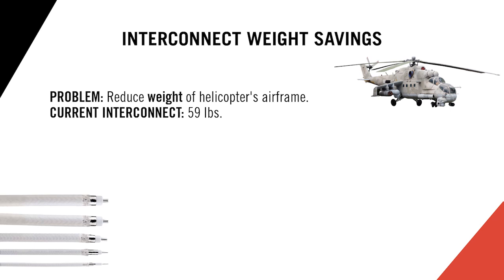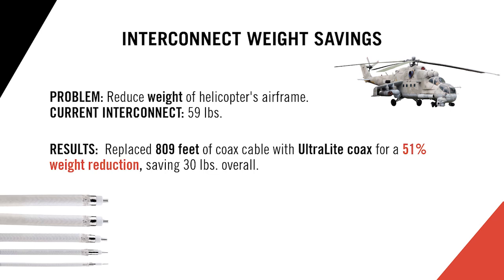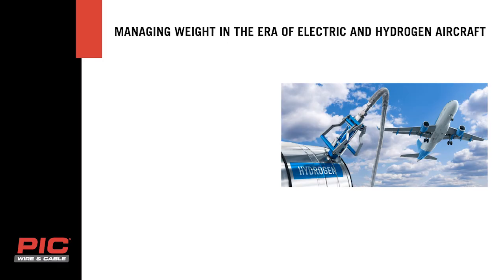Each helicopter used 809 feet of coax cable, and the goal was to reduce 59 pounds from the airframe. By installing ultralight 50 ohm RF cables, which weighed only 29 pounds, the customer achieved a 51% weight reduction, saving 30 pounds overall. With electric and hydrogen fuel options adding significant weight to the aircraft's total payload, it is crucial to focus on weight reduction in other areas to offset this increase.